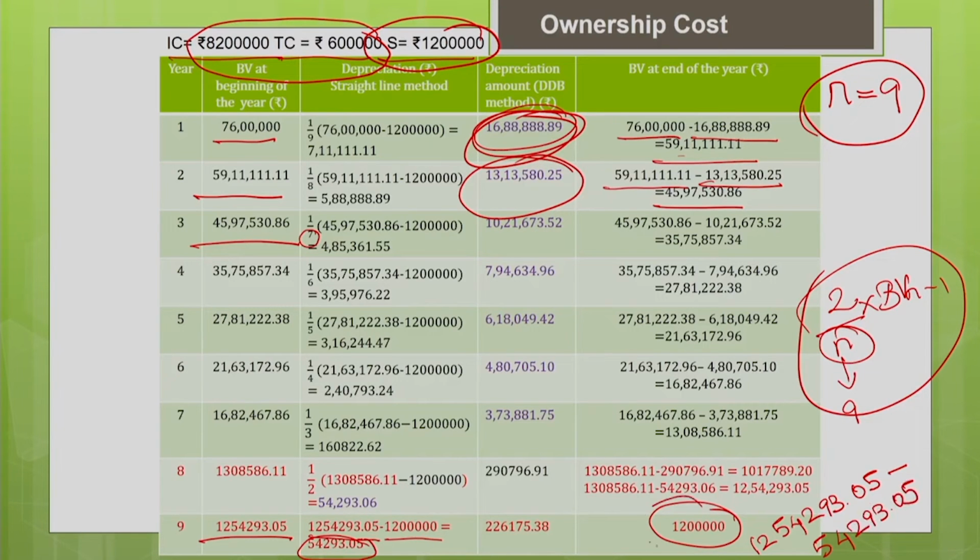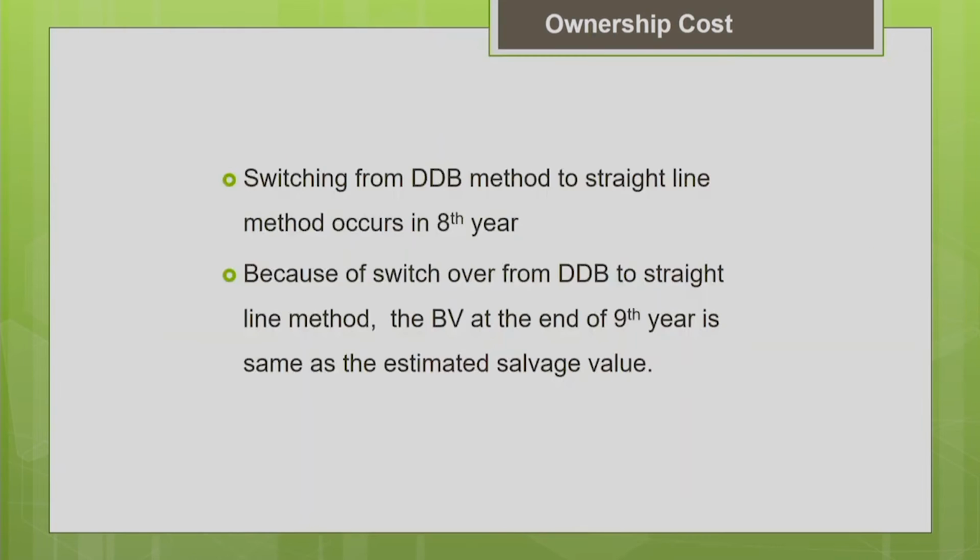So, that gives you 12 lakh. So, this is your estimated salvage value. So, the book value at the end of useful life is coinciding with the salvage value. That is the purpose of switching over. Okay, we switched over in the 8th year from DDB method to straight line method so that I can intersect my book value at the end of the useful life of the machine with the salvage value of the machine. So, switching from DDB method to straight line method, we have done it in the 8th year.